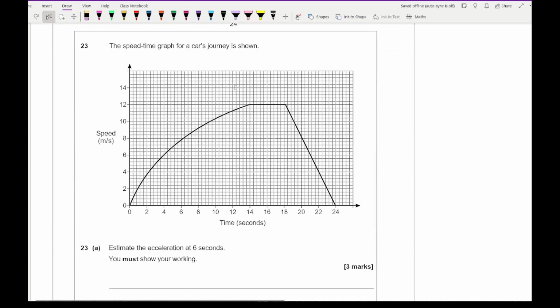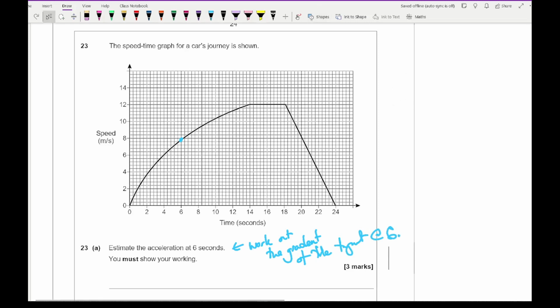So moving on to question 23, it says that a speed time graph for a car's journey is shown, and what the question is asking is to estimate the acceleration at 6 seconds. Now for this, at 6 seconds, what we need to do is draw the tangent and work out the gradient of the tangent at 6.